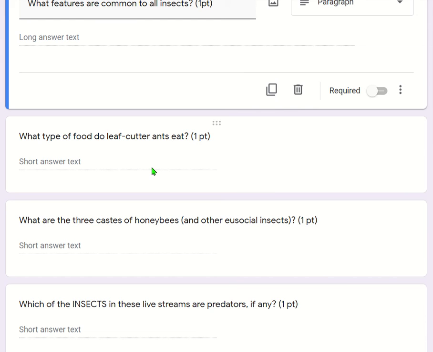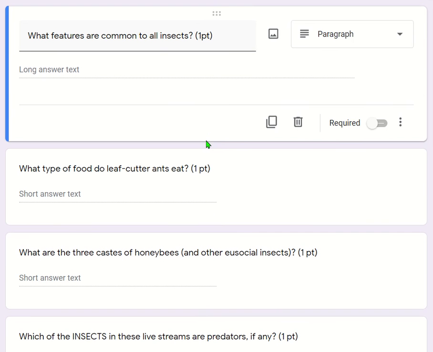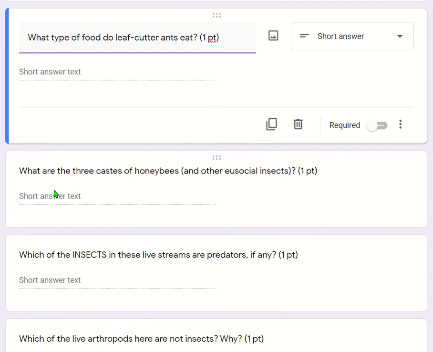So then a question from the live cams, which were linked up top here. What type of food do leafcutter ants eat? And if you watched the live cam and read about these types of ants, they actually do not eat the leaves that they are harvesting. They use those leaves to feed the fungus that they farm in their nests, and they eat the fungus. So these ants are farmers, which is pretty cool.